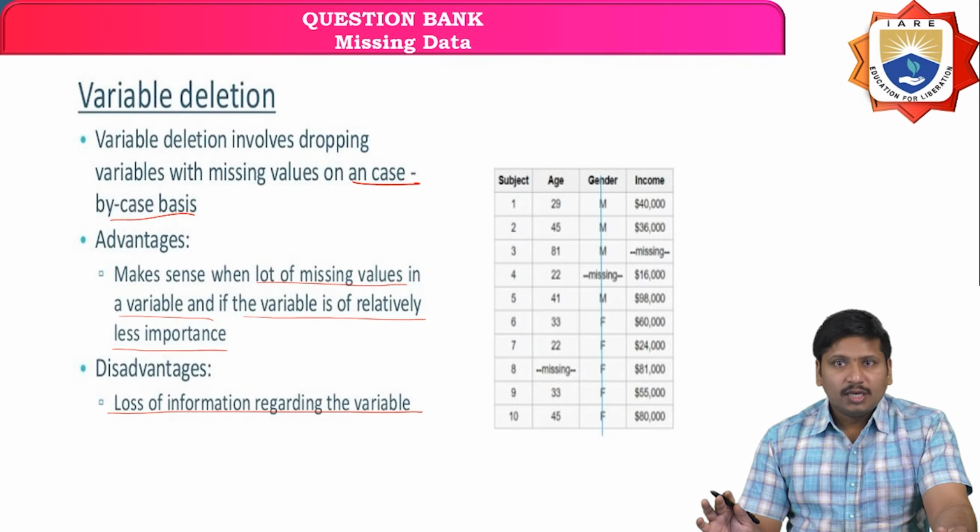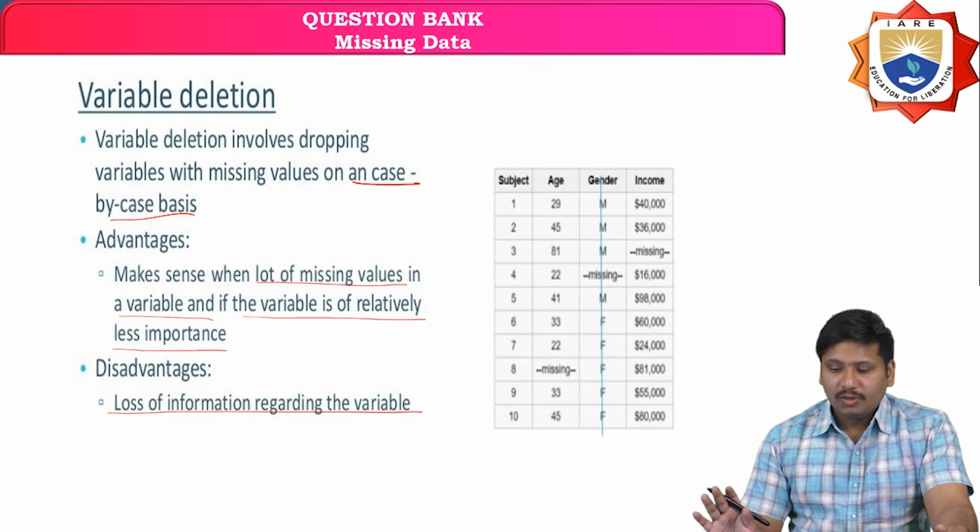So the advantage is that a variable with a lot of missing values is identified as being of relatively less importance, and the disadvantage is that some information regarding the variable is lost.